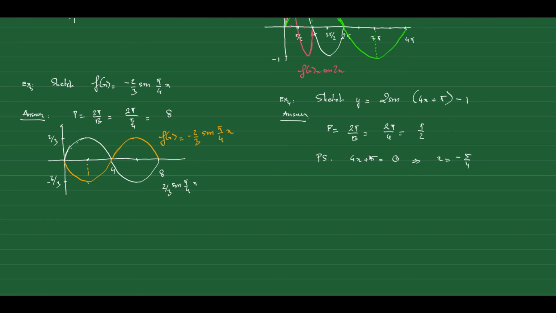Oh, I'm sorry. This is pi, not 5. Pi over 4. I'm sorry. So we gotta move it to the left pi over 4 units. So we're gonna do the transformation one by one like that.